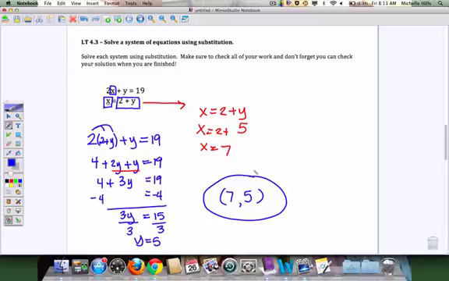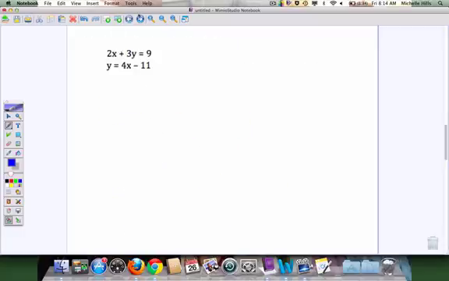Now I can check that very quickly in my other equation by saying, put 7 in for x and 5 for y. 2 times 7 is 14, plus 5 is 19. It really does check in the other equation.